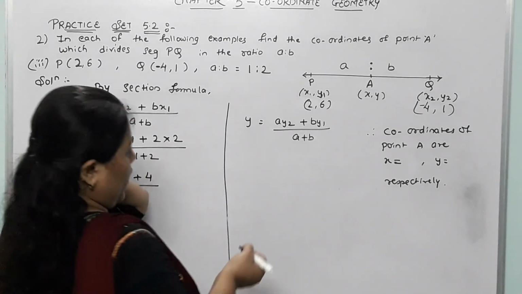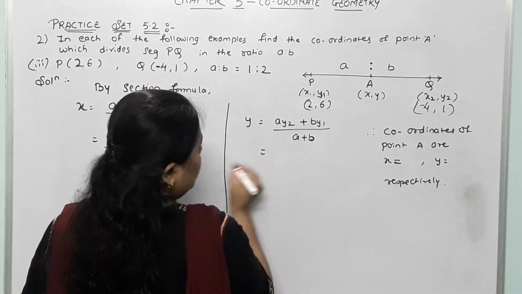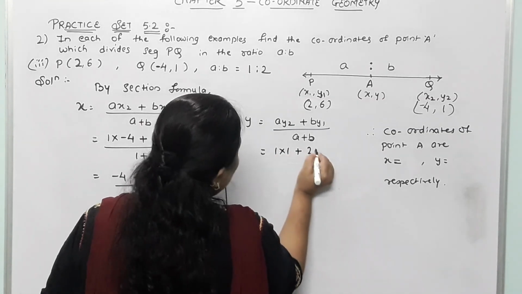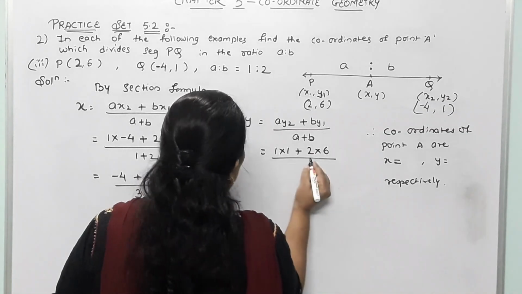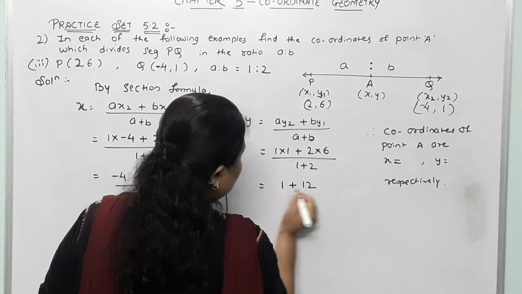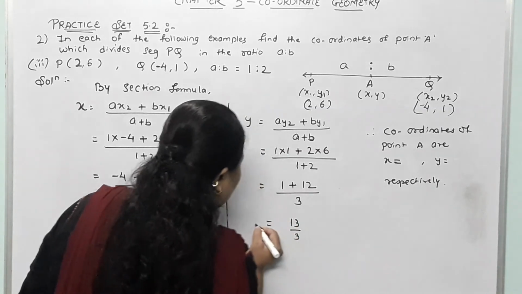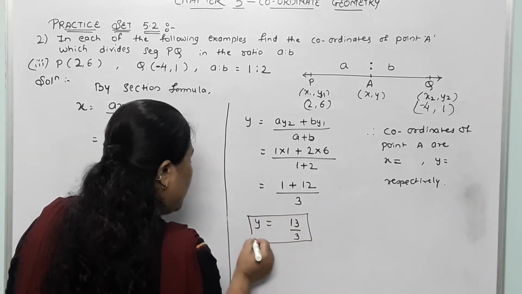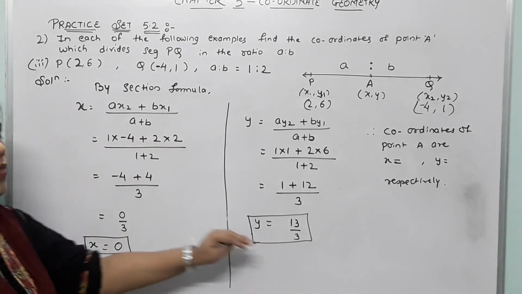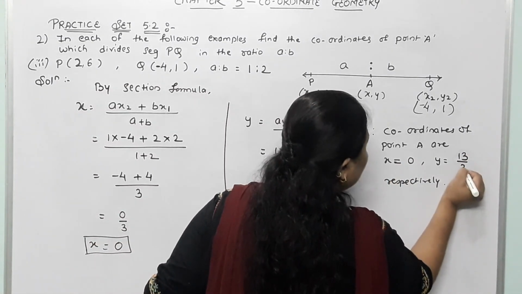Now we'll see what is y. (a y2 plus b y1) upon (a plus b). So what is a here? 1 into 1, plus 2 into 6, upon 1 plus 2. 1 ones are 1, 6 twos are 12, upon 2 plus 1 is 3. So it will be 13 upon 3. That is the coordinate of y. Right? So here the coordinates of point A are 0 and 13 upon 3. X is 0 and y is 13 upon 3.